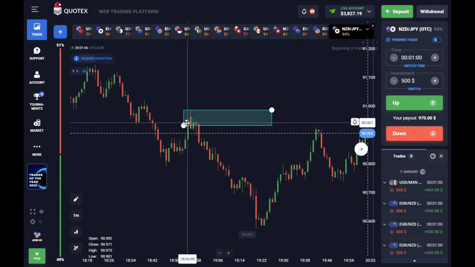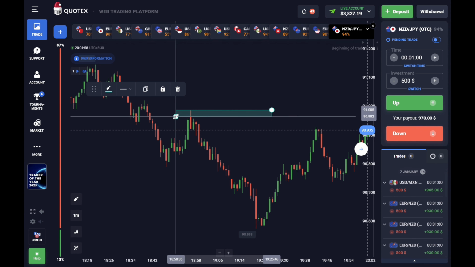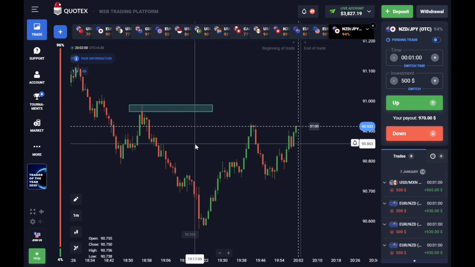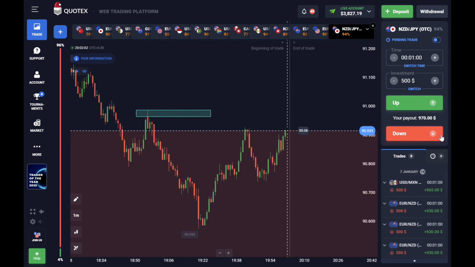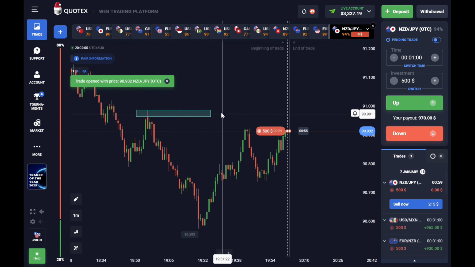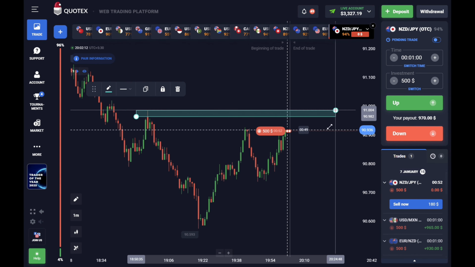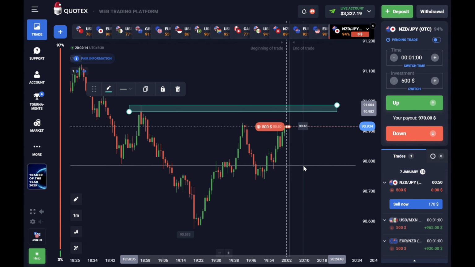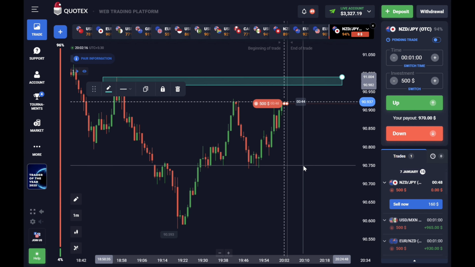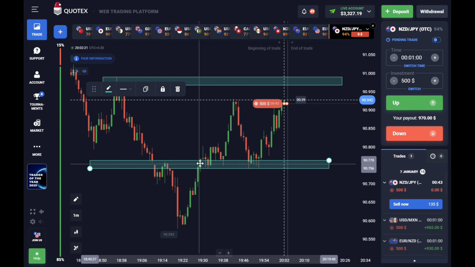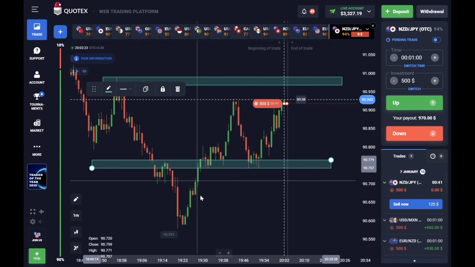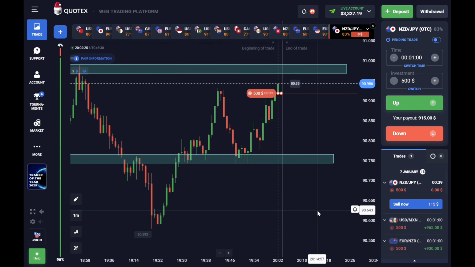I see a very long wick on the upper side, so I have placed the rectangle right there covering that entire wick. And here I am going to take a trade in the downward direction, which I have just now done. I have extended the rectangle on the upper side, which is currently sitting at $500 because it is clearly working as a strong resistance level. When there is a long wick on the upper side, I feel that there is significant selling pressure there, which is exactly why I have taken a trade in the downward direction.